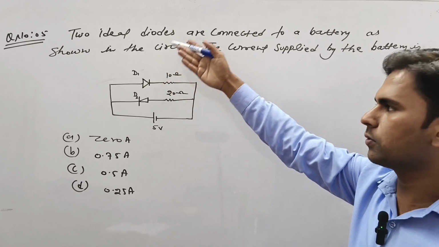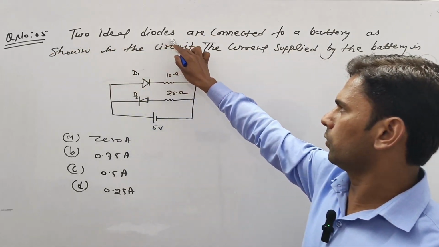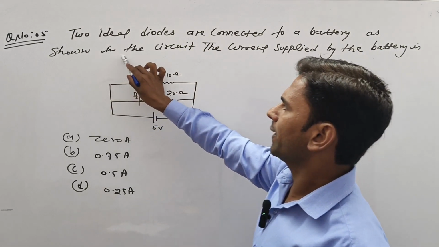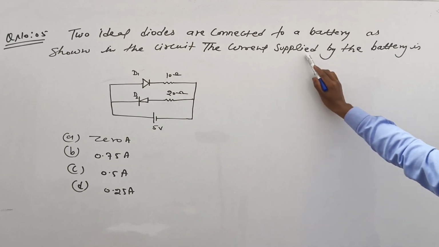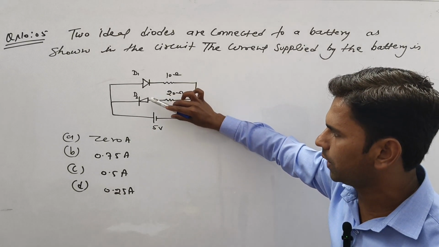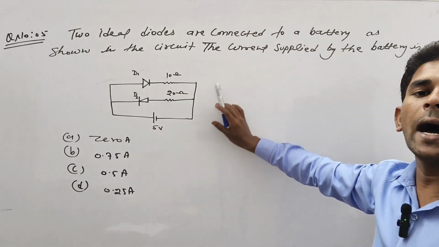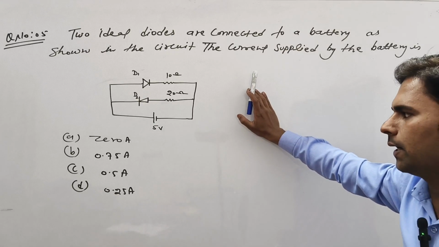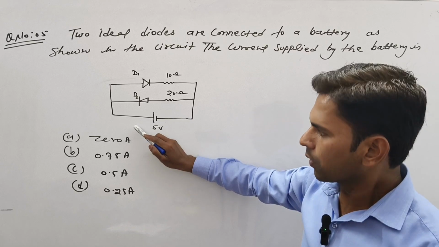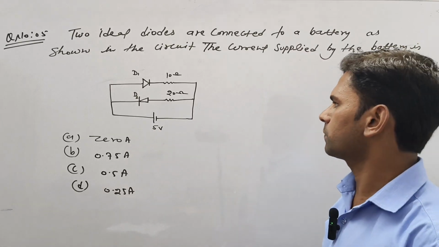Now I am going to read question number 5. Two ideal diodes are connected to a battery as shown in the circuit. The current supplied by the battery is: here there are two diodes D1 and D2, a resistance and a voltage given, and it asks for the value of current. We have already solved a question like this. Four options are given, and we will see which option is correct after solving this problem.